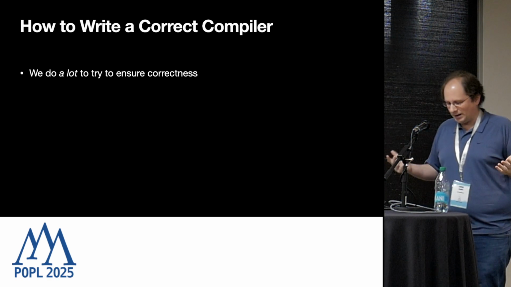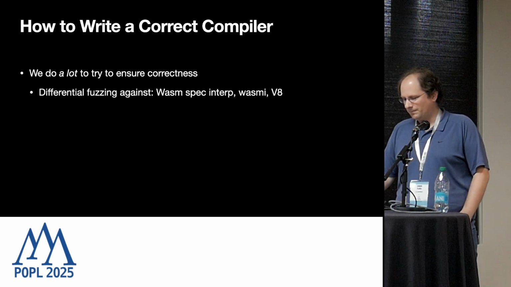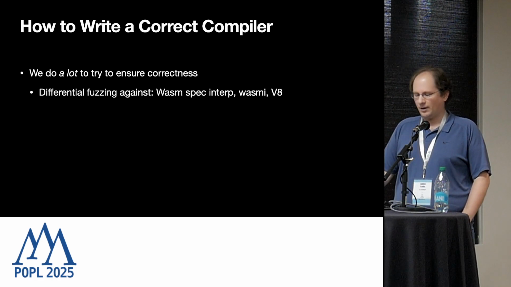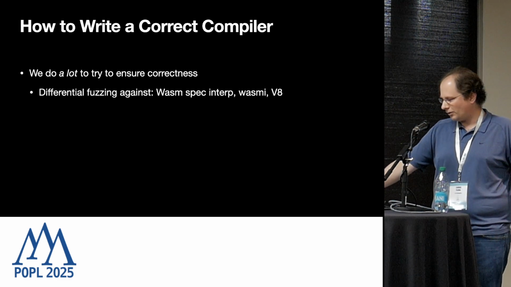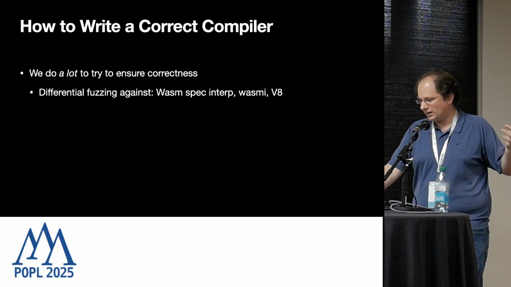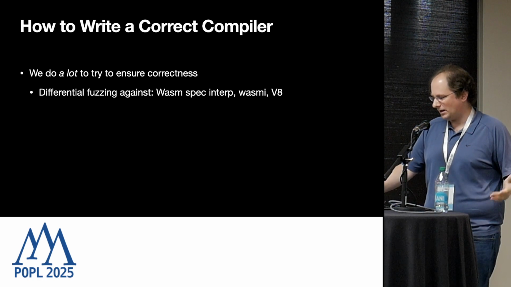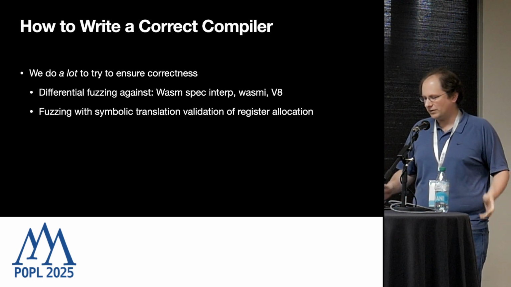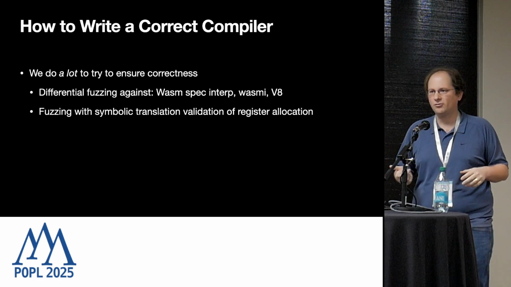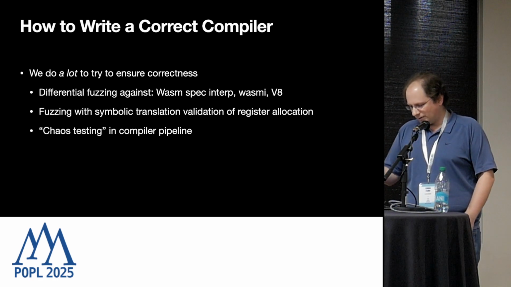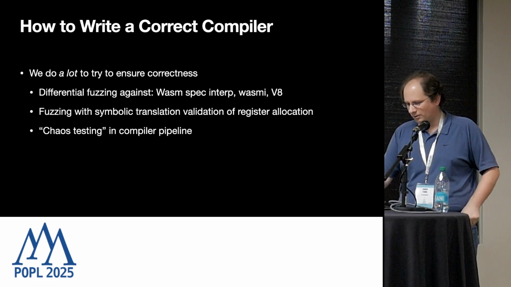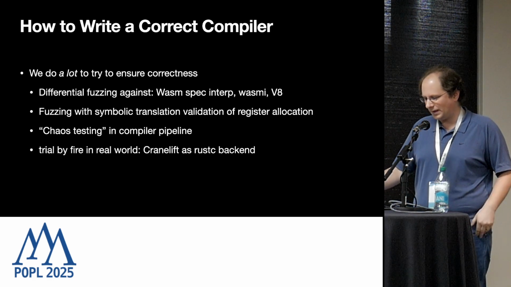Okay, so how do we write a correct compiler? Well, we do a lot to try to ensure correctness. So I'll just walk through, we do all best practices. We do differential fuzzing against the Wasm spec, against different Wasm implementations, V8, Wasmi. We do actually symbolic translation validation of register allocation and fuzz with that. If I have time, I'll talk a little bit about that. We do chaos testing, so we perturb the compiler and make it do different semantically valid but weird things.